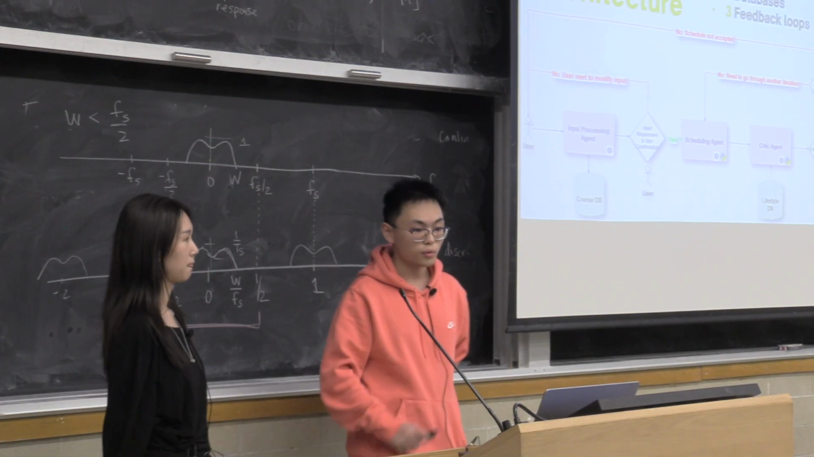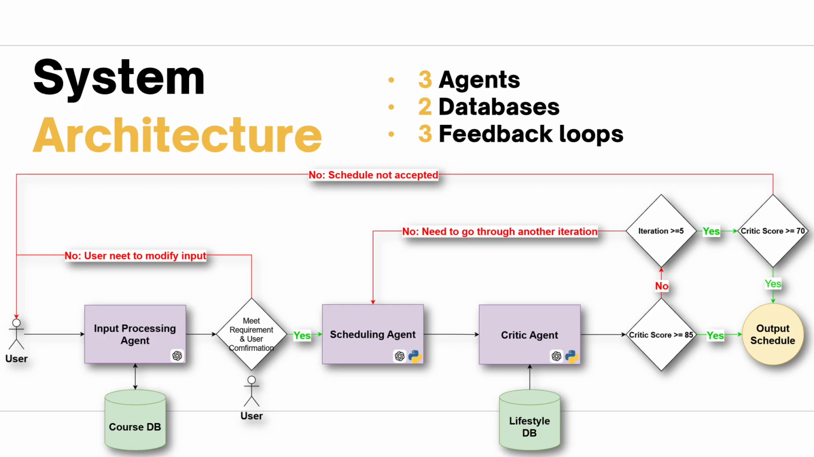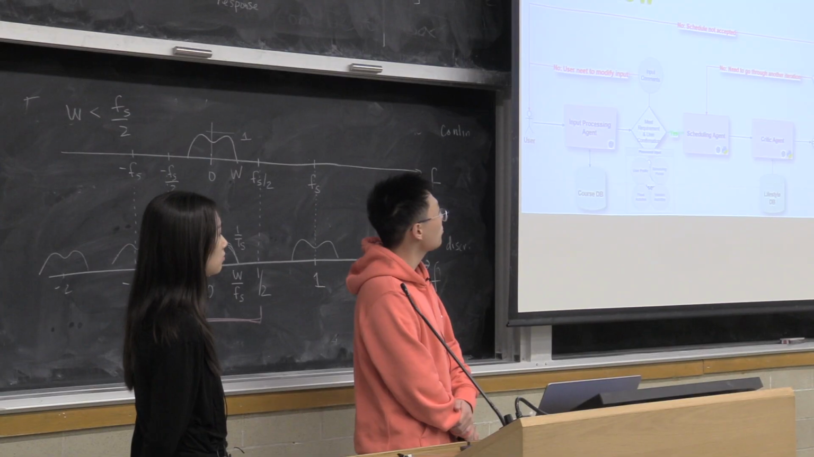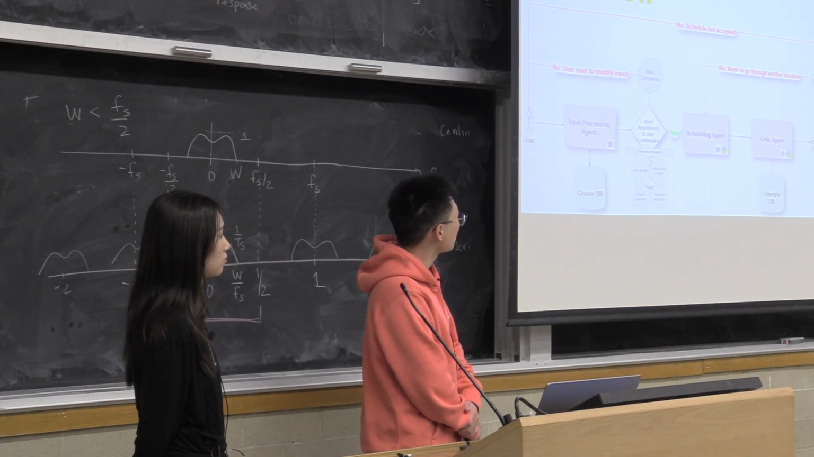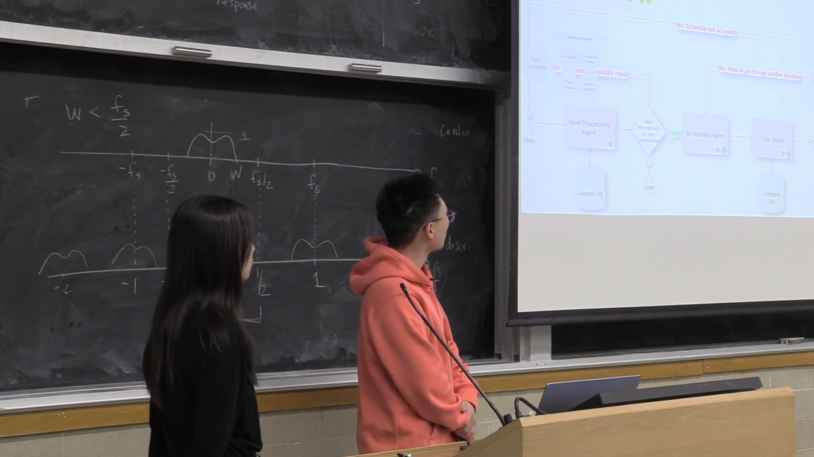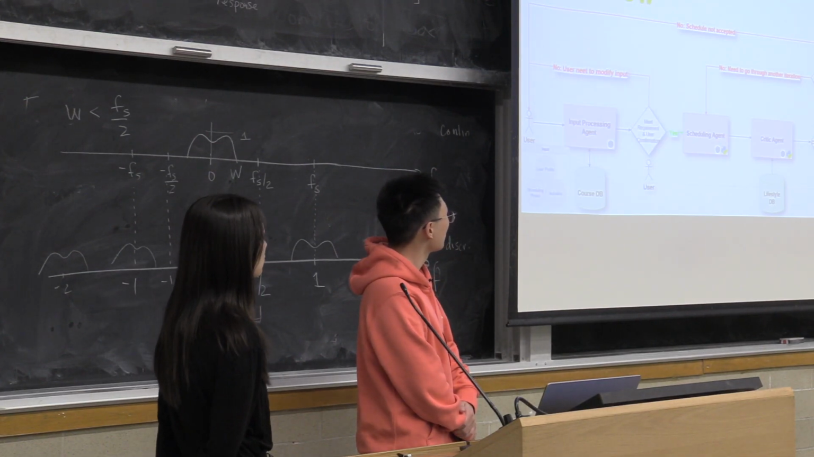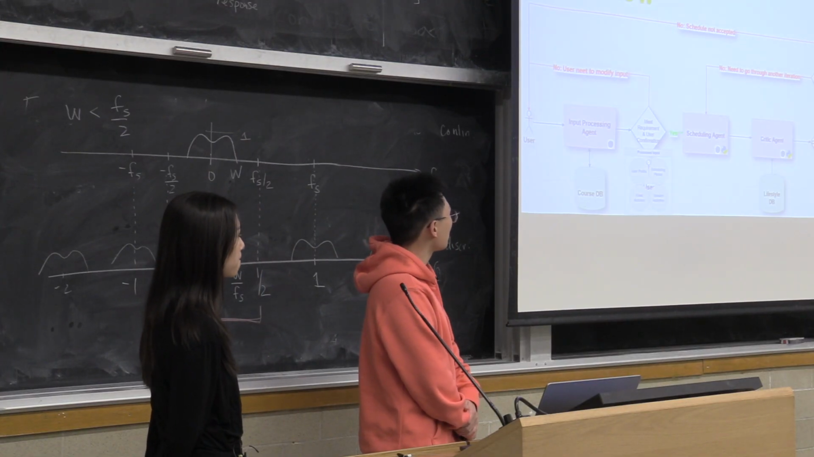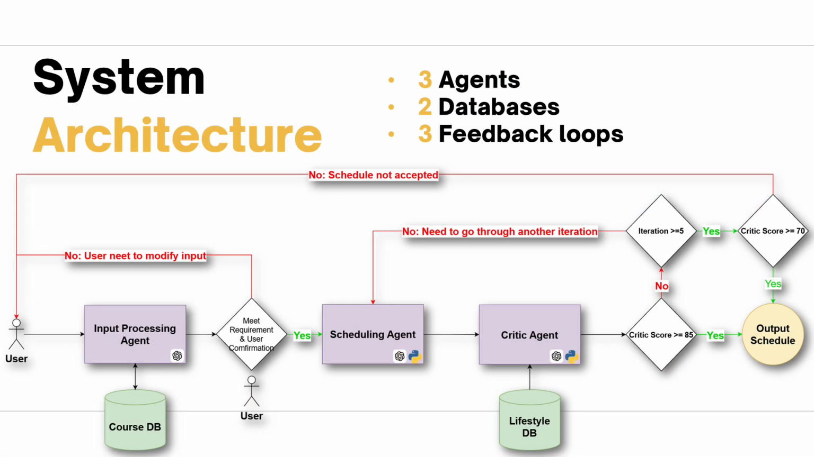Our system has 3 agents, 2 databases, and 3 feedback loops. So first the user inputs the user profile, scheduling period, and activities, and the input processing agent receives it and processes it into the processed input. And if it doesn't meet the requirements, we will display the input comments with the processed input in the front end. And the user could modify their input based on these comments. And it will go through this loop again and generate another processed input, until this input is both confirmed by the agent and the user, then we can go to the scheduling agent.